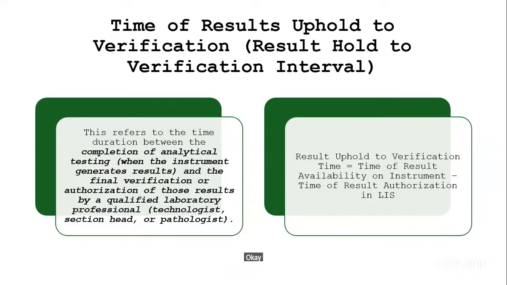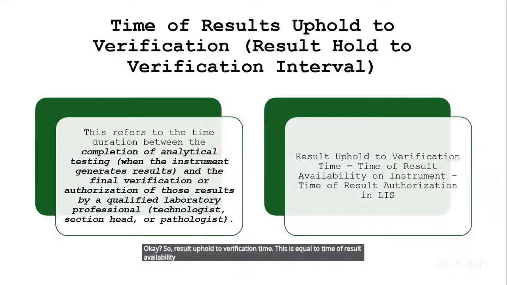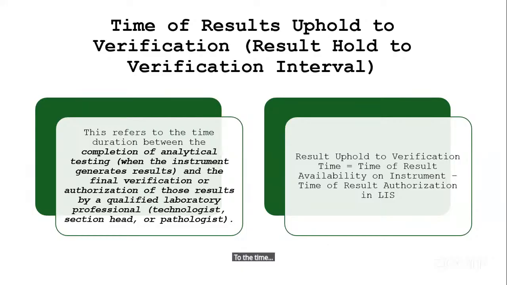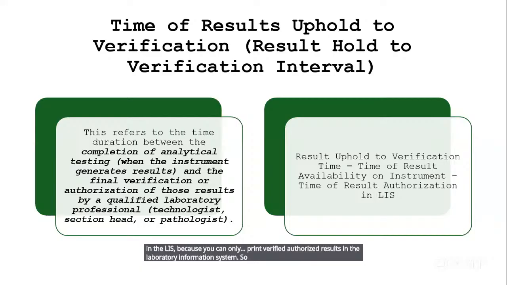Okay, so result hold to verification time is equal to the time of result availability on the instrument or LIS to the time of result authorization in the LIS, because you can only print verified, authorized results in the laboratory information system. So if that is the case, there is a lag phase that we need to have a discussion about.